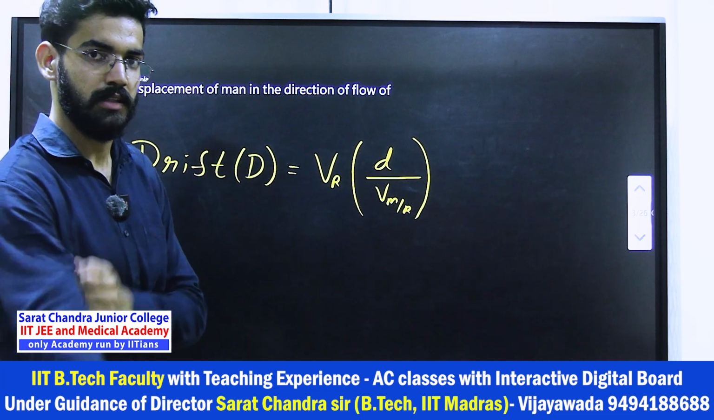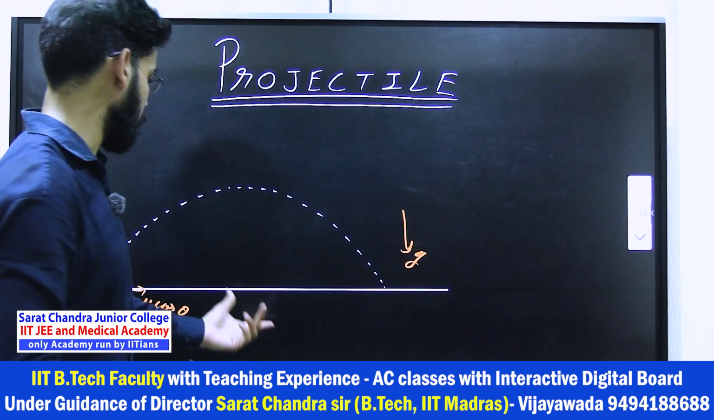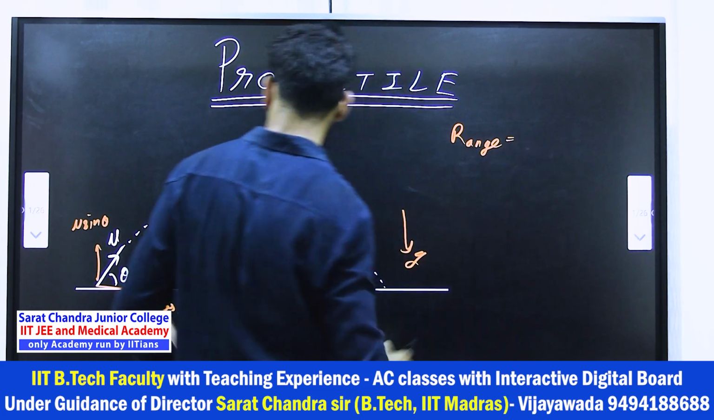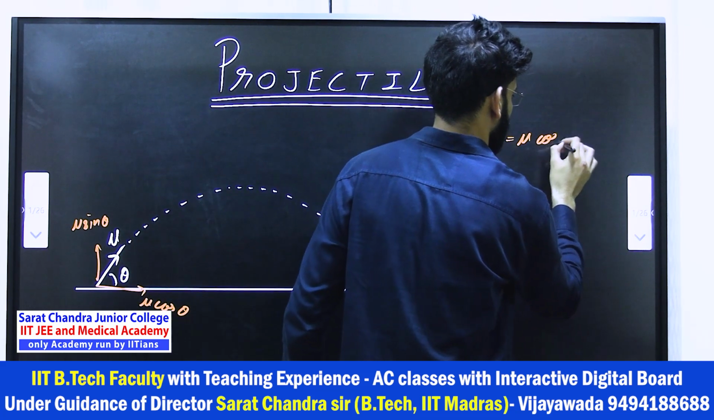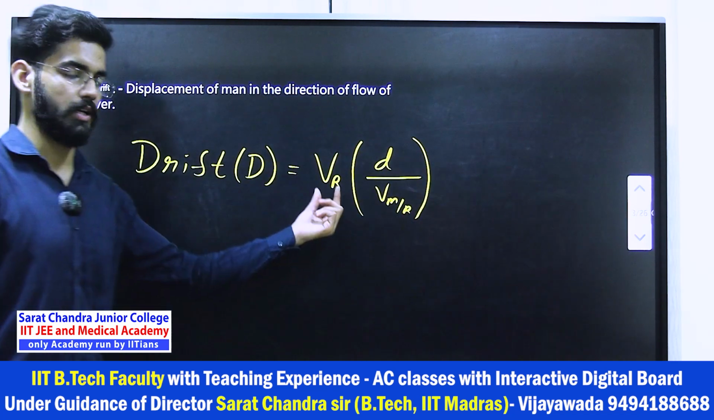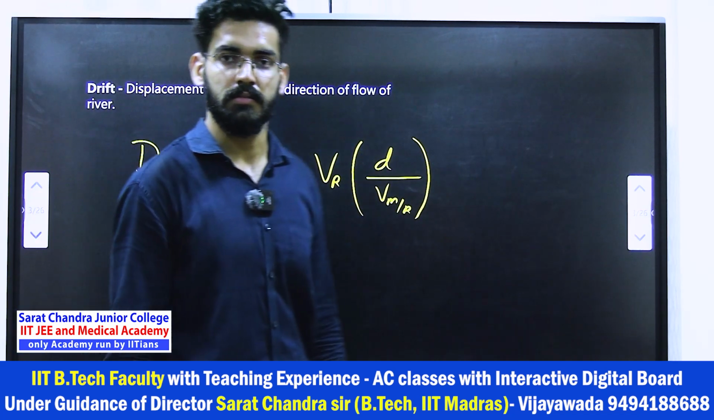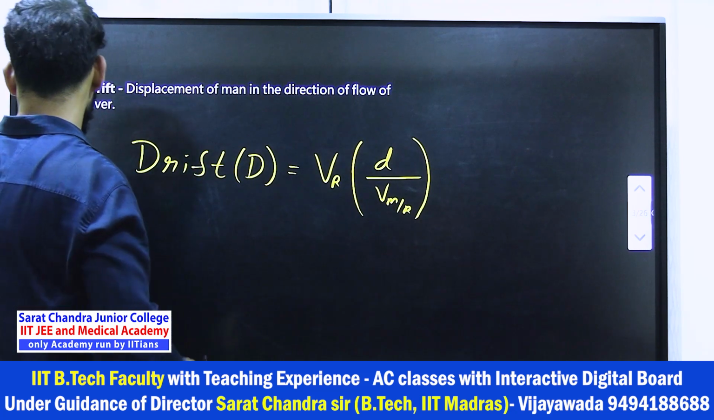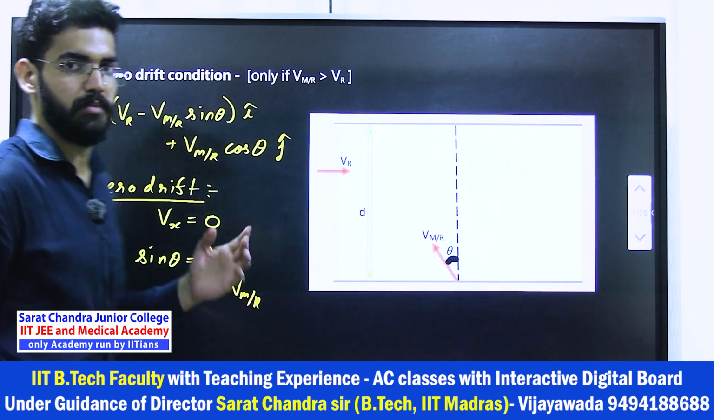The horizontal, same as the projectile. See, horizontal, what do we write down? Range. Horizontal component u cos theta multiplied by time taken, right? Same thing we did here: horizontal component VR into time taken. Understood? This is what we have about minimum time, if you want to cross the river in minimum time.